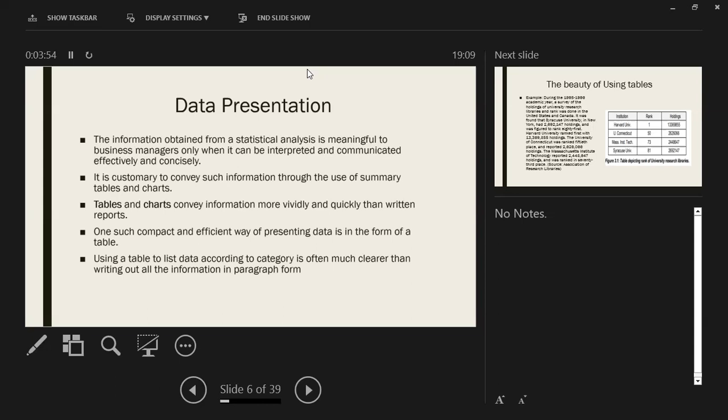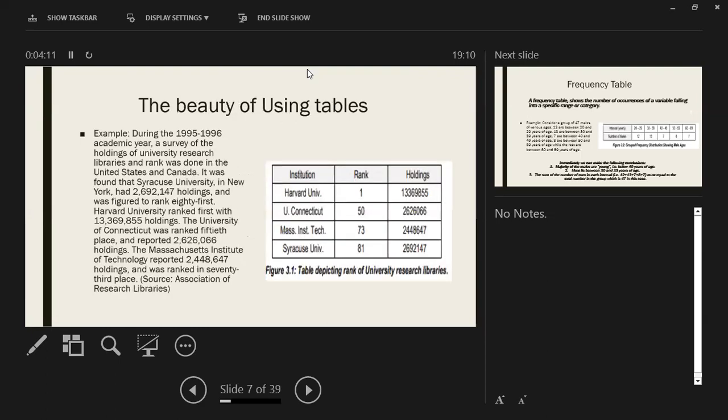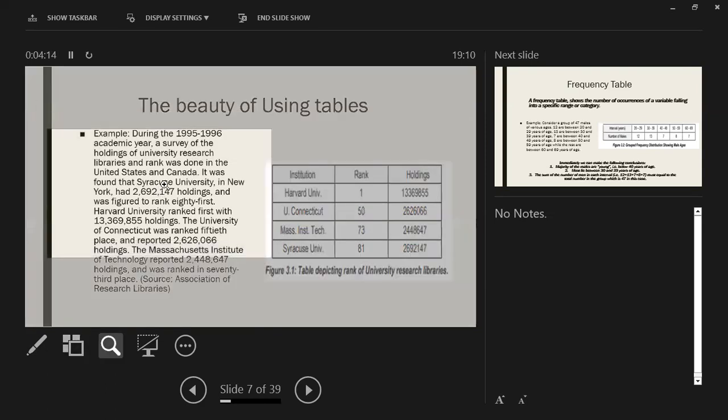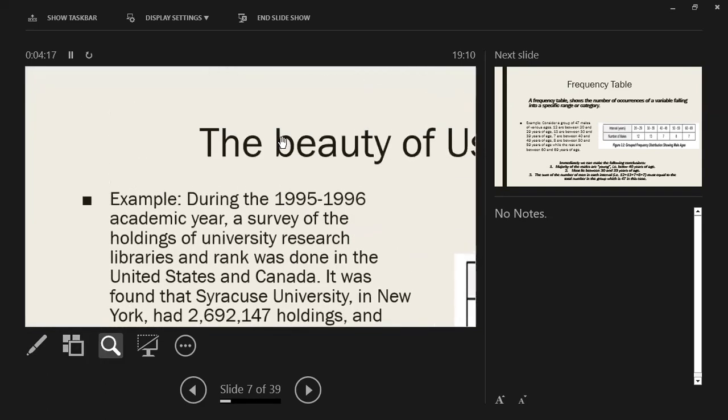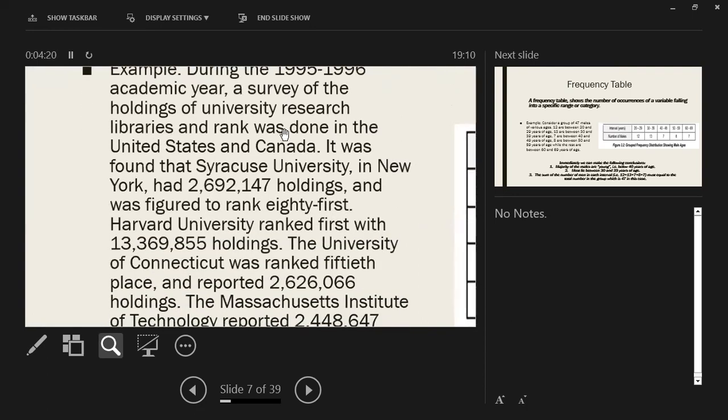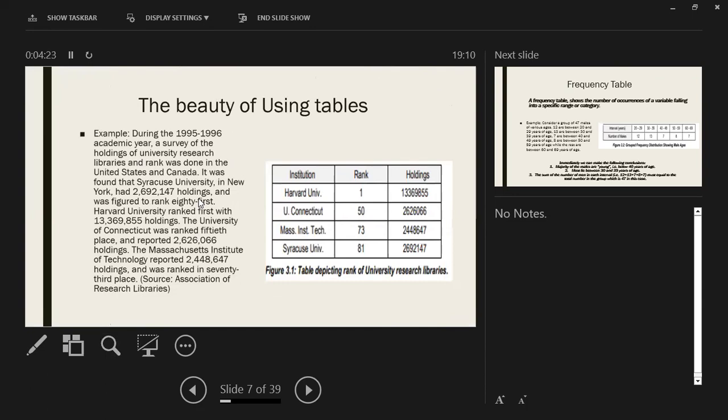One such compact and efficient way of presenting data is in the form of a table rather than giving it as a paragraph or as a report, right? Using a table to list data according to category is often much clearer than writing out all the information in a paragraph. You can see from this example that we have information here. It's talking about a university, how it's ranked, and so forth, and the number of people that will be there, right? Here, I myself am even feeling tired reading this. It's too much information, right?